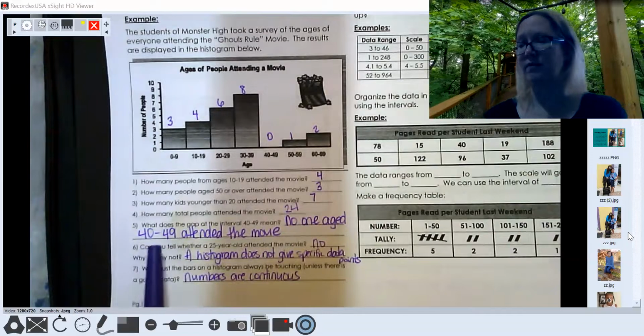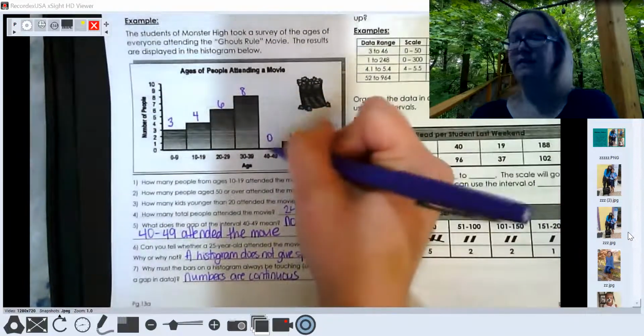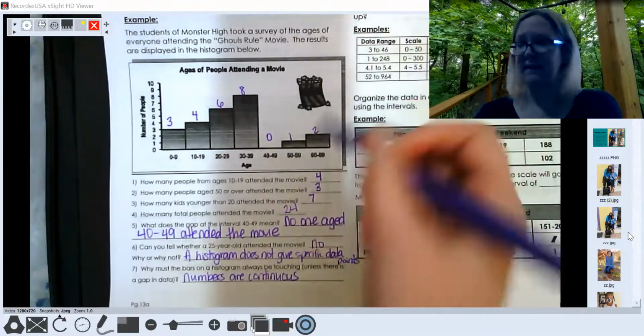Also a comment on number 5, if there's a gap here, that means that there's no data. That means there were 0 people, or nobody in their 40s, who attended that movie.